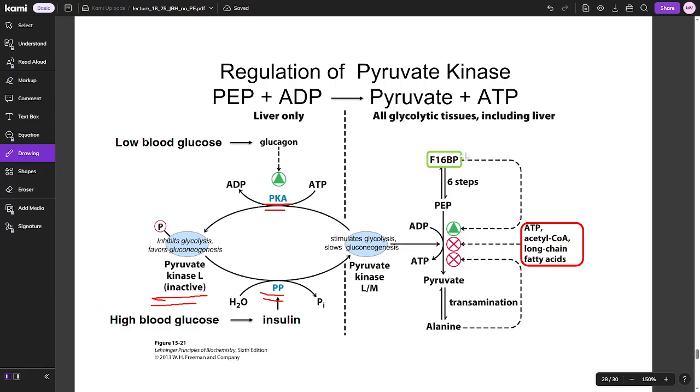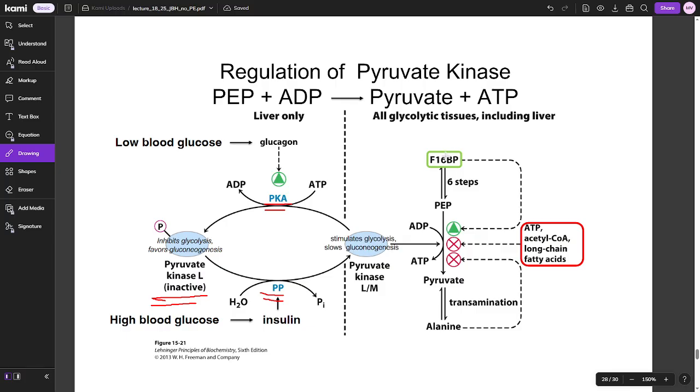How do we stop pyruvate from being formed, and how do we stop glycolysis? Well, if the products of glycolysis and the downstream cycles go back and inhibit glycolysis, then we're not going to make any more of it. So ATP is a great example of it.